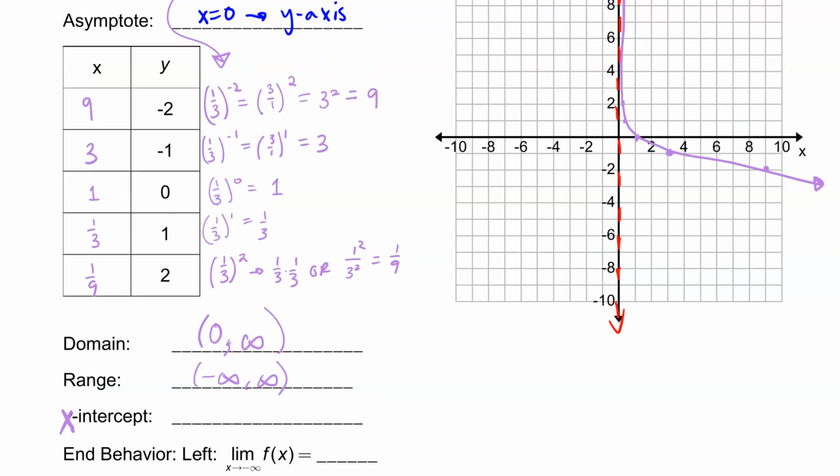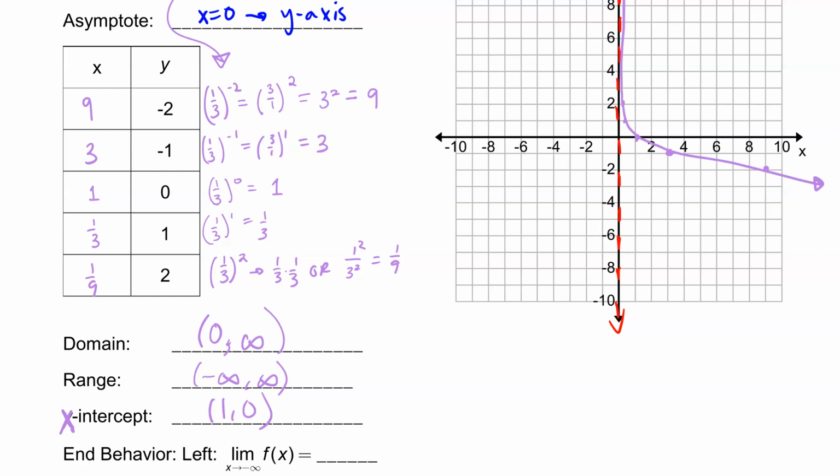Why did I make an x-intercept, not y? Because there's no y-intercept. That was great. It's a chorus. What is the x-intercept, Hannah? 1. Yeah, 1, comma 0, exactly there.